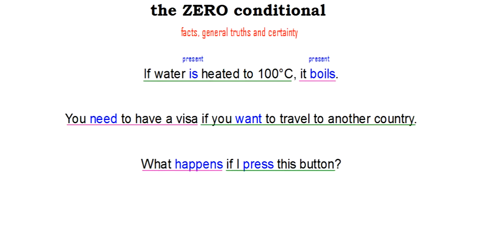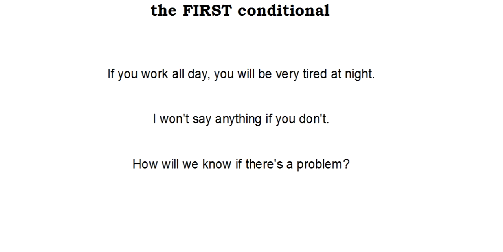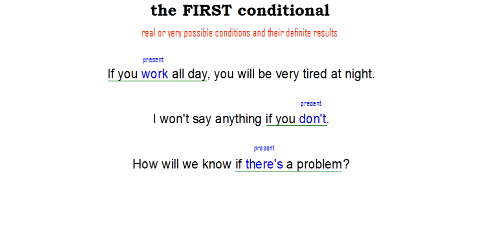So let's look at the first conditional. The first conditional is a little bit different from the zero conditional in that the conditions that I present are real or possible, and the results are definite, but there's a possibility. That's the key here. It's not necessarily going to happen like the facts presented in the zero conditional. Look at the condition. The condition is in the present, just like the zero conditional.